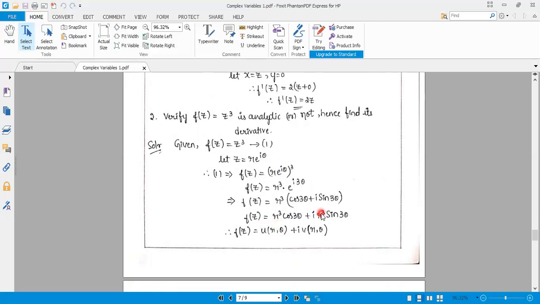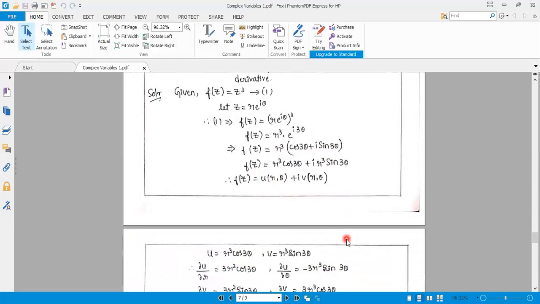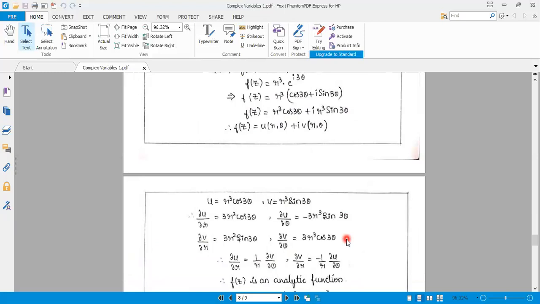When you multiply r³ inside and separate real and imaginary parts, we obtain u and v. So what is the real part here? u is r³ cos 3θ and v is r³ sin 3θ. Now differentiate u with respect to r and θ. So ∂u/∂r is 3r² cos 3θ, and ∂u/∂θ equals −3r³ sin 3θ.